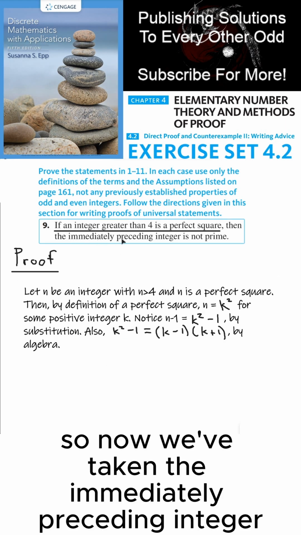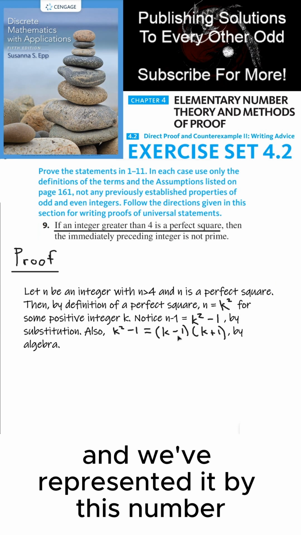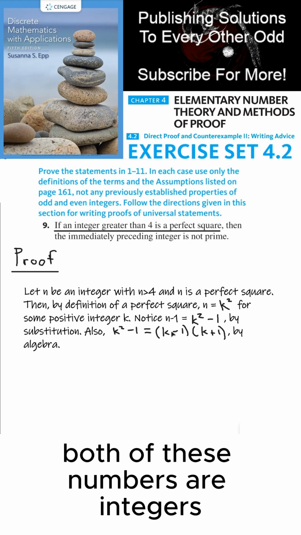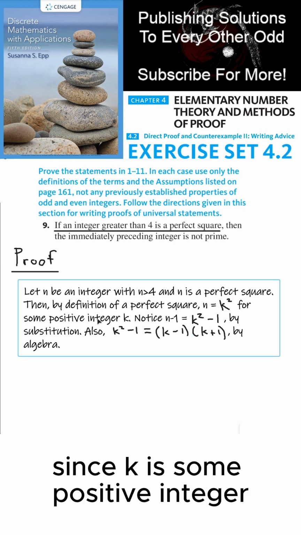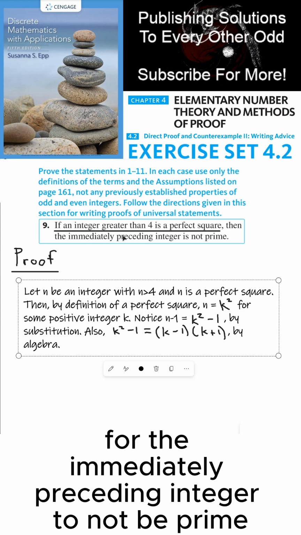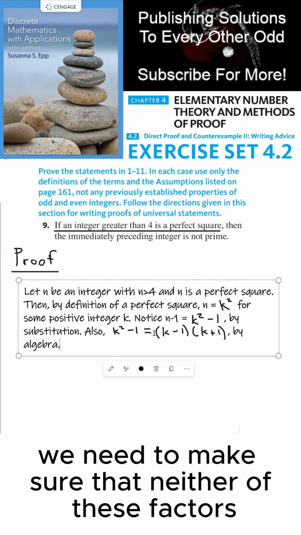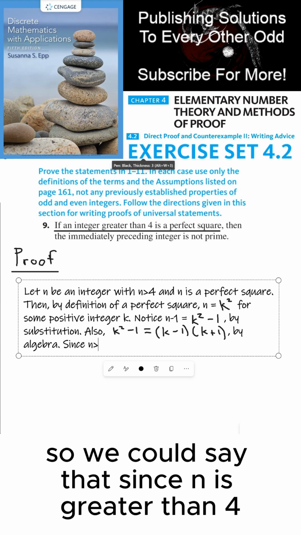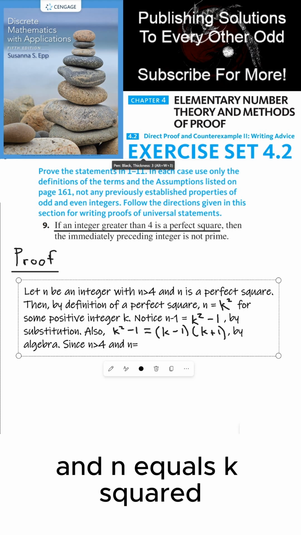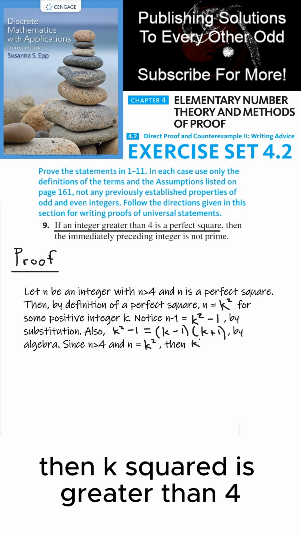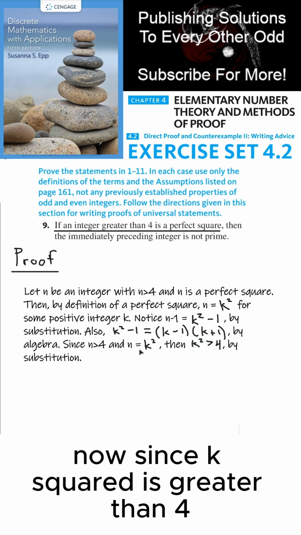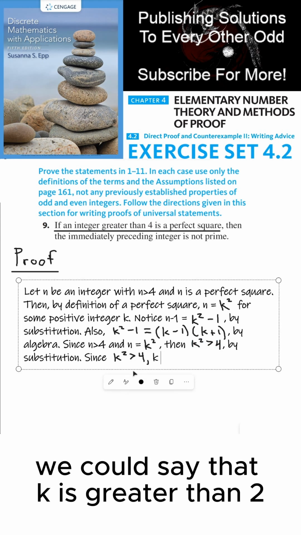So now we've taken the immediately preceding integer and represented it by the number k minus 1 times the number k plus 1. Both of these numbers are integers since k is some positive integer. But in order for the immediately preceding integer to not be prime, we need to make sure that neither of these factors is equal to n minus 1. Since n is greater than 4 and n equals k squared, then k squared is greater than 4, by substitution. Since k squared is greater than 4, we could say that k is greater than 2.